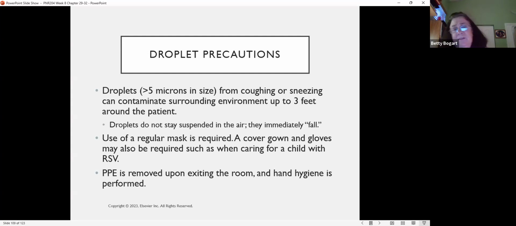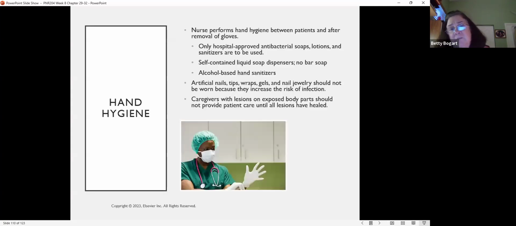Droplet. This is a normal mask that you need to wear, not the N95 one. And the droplets on these ones, they don't stay around for a while. So the chances of you inhaling them are a lot less. So that's why. Again, it's a mask, a gown, and gloves. And then of course you always take it off and do hand hygiene before and after.